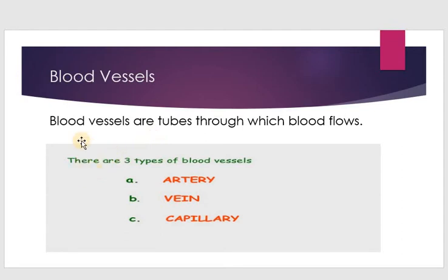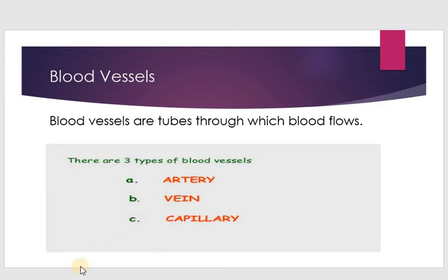So you can see in this slide, blood vessels are tubes through which blood flows. There are three types of blood vessels: artery, vein, capillary. Repeat with me: artery, vein, capillary. There are three types of blood vessels: artery, vein, and capillary. Now we are going to discuss one by one.